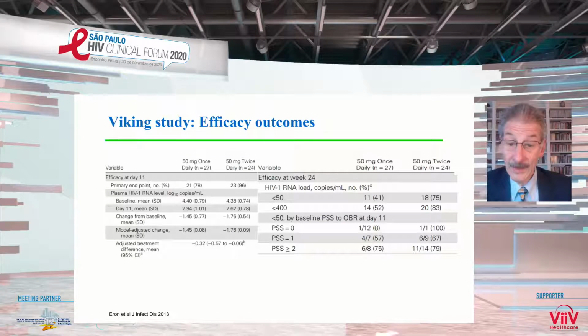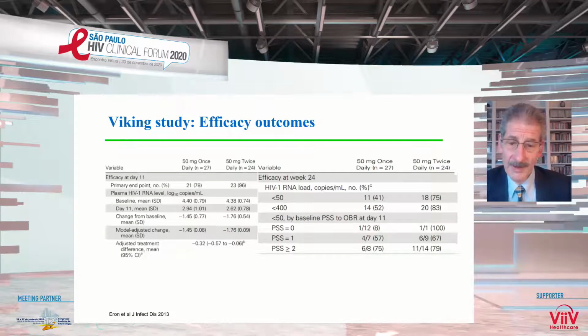In the study overall, the primary endpoint was the percent of patients who achieved a significant reduction in virus load. And you can see that roughly similar proportions did so in the once-a-day versus twice-a-day group, but much more people in the twice-a-day group got to a reduction meeting the primary endpoint, about 96% versus 78%, with a somewhat greater change from baseline in plasma viremia.